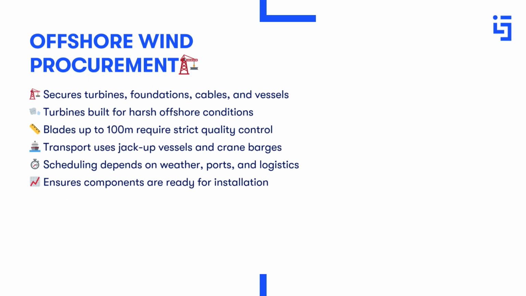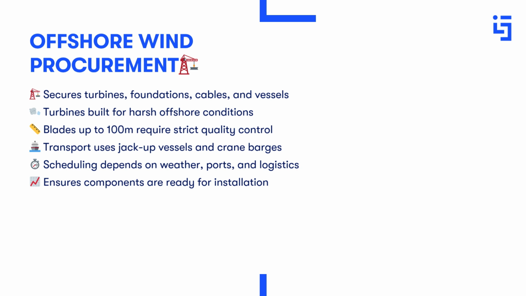The procurement and manufacturing phase secures all components needed for offshore wind farm construction, including turbines, foundations, electrical systems, vessels, and specialized installation equipment. This stage turns design plans into physical assets, ensuring readiness for offshore deployment. A key focus is turbine manufacturing. Offshore units are built to withstand harsh marine conditions, with blades, nacelles, and towers produced to strict standards.